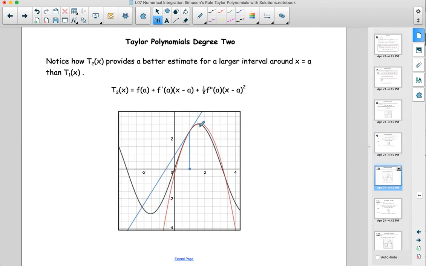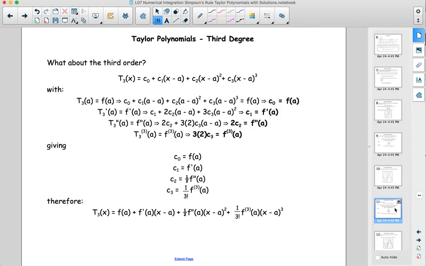And when we take a look at this, there it is, that little red curve that I've drawn. Notice how it provides a better estimate over a larger interval. So we can probably extend at least to here and then somewhere over to there. It's giving a better estimate than the line would. Not surprisingly, we can go to a third order Taylor polynomial, and we can repeat all of the math. I'll let you work your way through this.